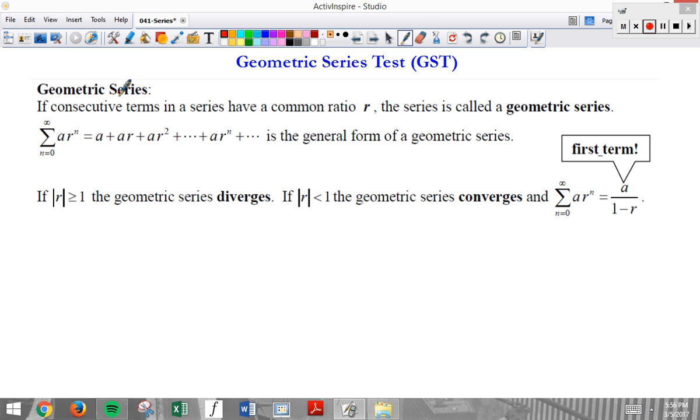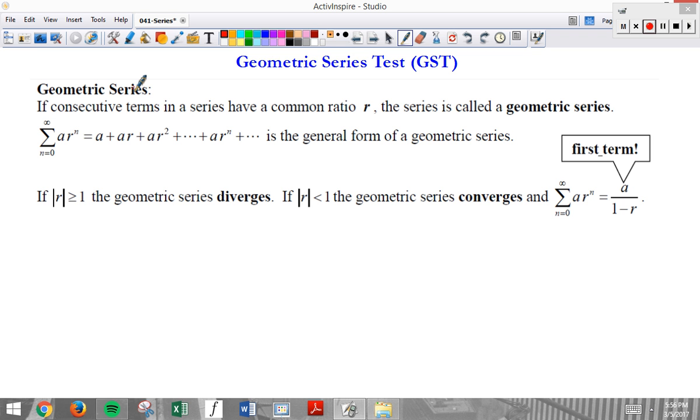We're going to do 3 tests in this unit, and I think 3 tests in the next unit, giving us 6 tests total. That doesn't sound right. 4 tests in the next unit, 7 tests total. And when I say 7 tests total, people freak out. I'm talking about tests for convergence, tests for divergence.